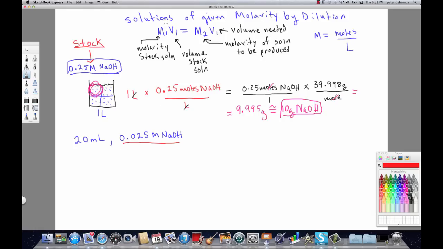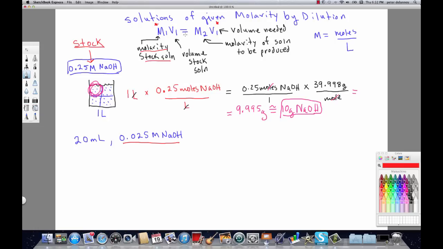Now, the thing about this is that we're going to use a formula that I'm indicating up here at the top of our screen. That is M1V1 equals M2V2, and I've defined the various components of this for us. M1 is the molarity of the stock solution, and V1 is the volume of that solution that we need in order to dilute to make the solution that we want, which in this case is going to be the 0.025 molar NaOH.